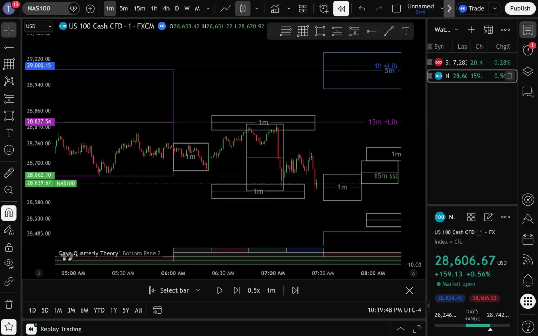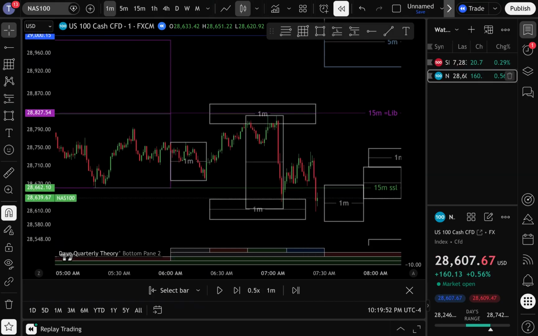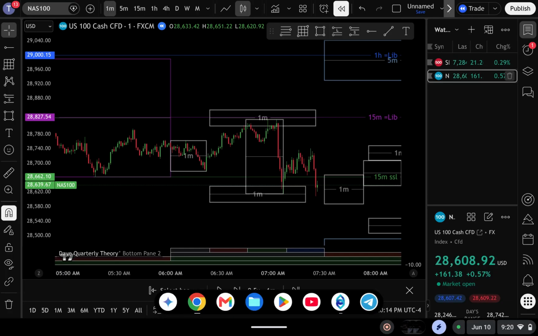With that being said, I think that was more than enough. If you have any questions, get with me. But this is how we use the 1 minute chart and the 5 second chart for optimal trade entries and optimal trade exits. This is just the beginning.